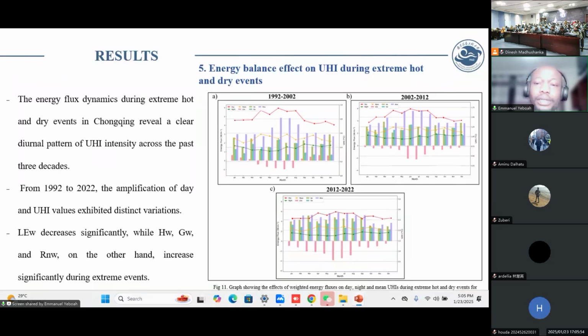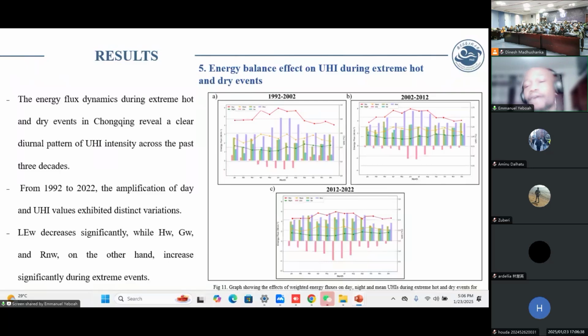So we can see that during extreme hot and dry events, the red line represents daytime UHI, the orange or yellow line represents average UHI, and the green line represents nighttime UHI. With the bars, the pink bar represents latent heat, which tends to decrease across time. The green bar represents sensible heat, and then the sea blue represents ground heat, as well as the magenta or violet, which represents net radiation.